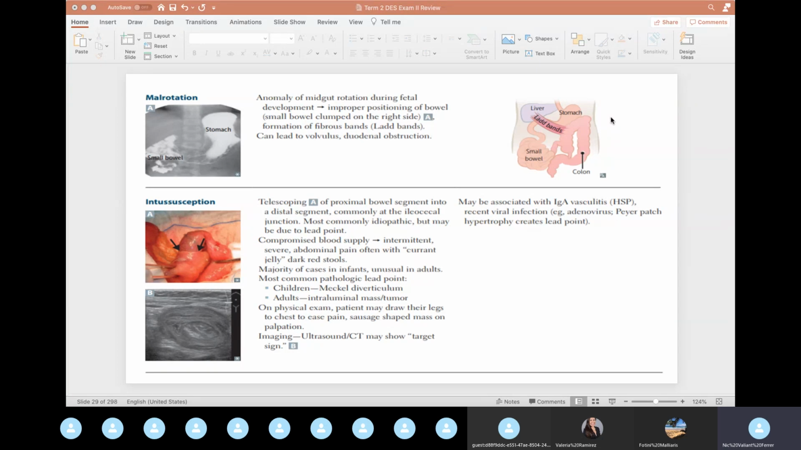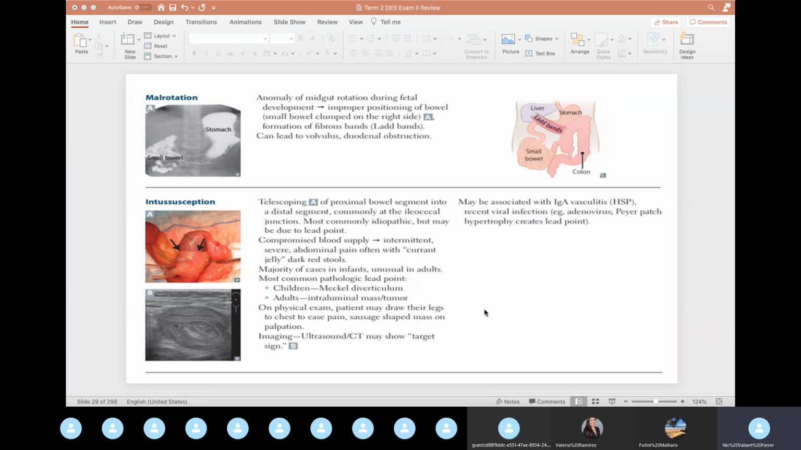Another high yield is intussusception. Remember, the proximal bowel segment telescopes into a distal segment, commonly at your ileocecal junction. It is idiopathic, but it can be due to a lead point. So you have a compromised blood supply. They're going to say in the vignette, currant jelly dark red stools. That's your keyword for intussusception. So in children, it is due to what? Meckel diverticulum. In adults, it is due to an intraluminal mass.